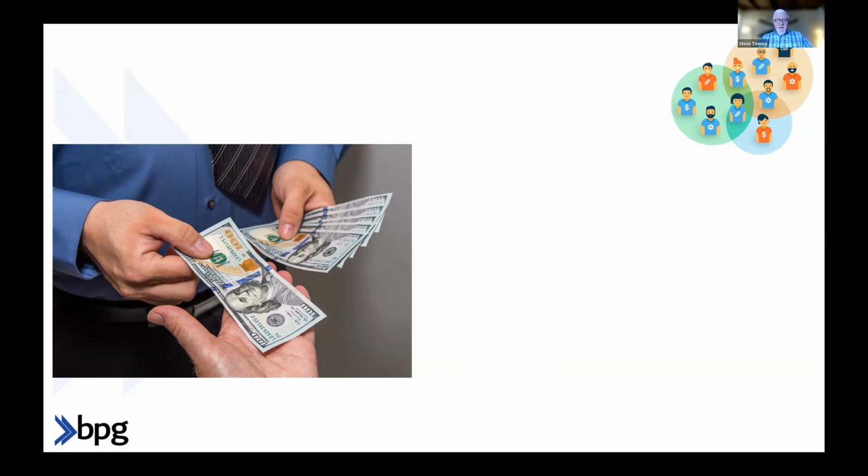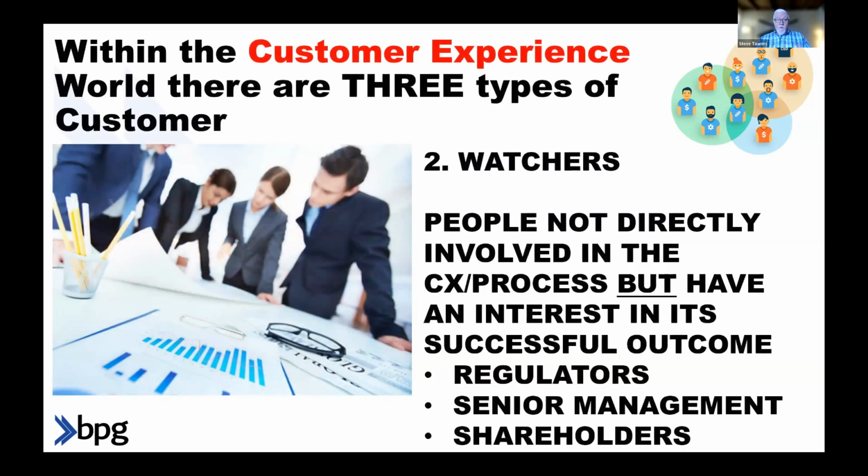The second type of customer that we see are what we refer to as watchers, right? So as it says, it's people not directly involved in the customer experience and processes, but have an interest in its successful outcome. So on a macro scale, it might be regulators, compliance people, it could be the senior management team, it could be the shareholders, whoever's investing in your business to make sure it works. They're not directly involved in the delivery of the service, but they have an interest in seeing whatever you are doing being successful. All right.